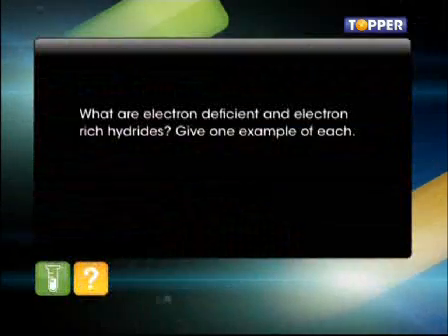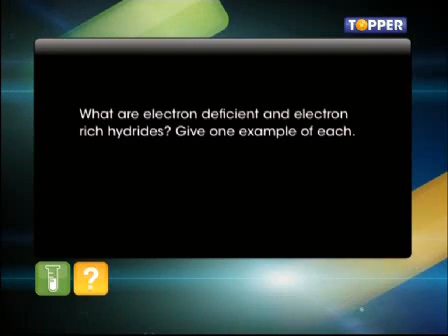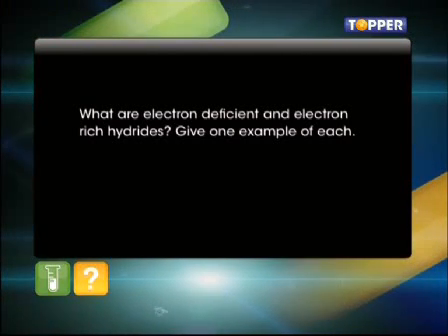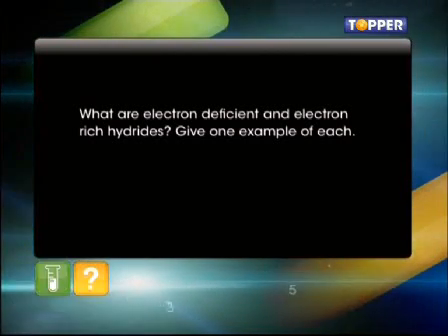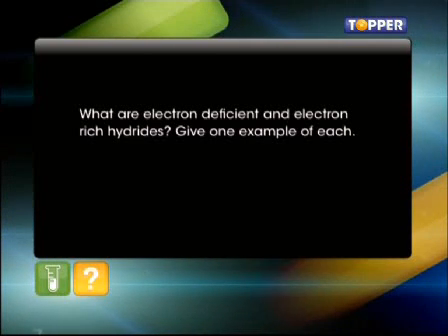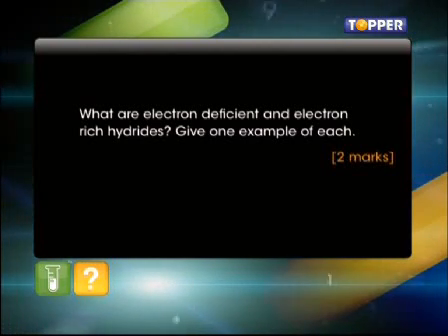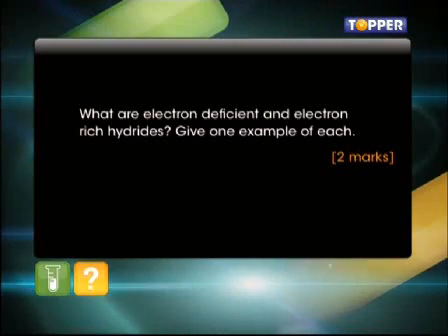I keep telling my students that knowledge alone is not enough. One should also know how to answer in a way that impresses the examiner. Let's do a trial question to demonstrate this. Explain what are electron deficient and electron rich hydrides, giving one example of each. This question can come in your exams for 2 marks.